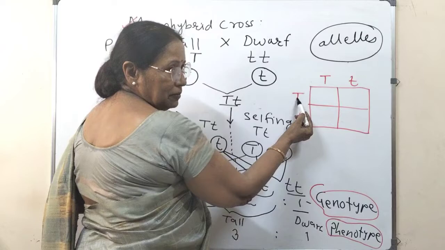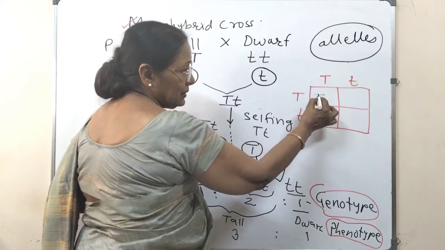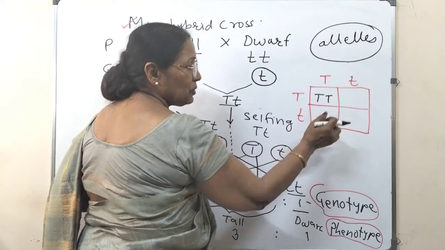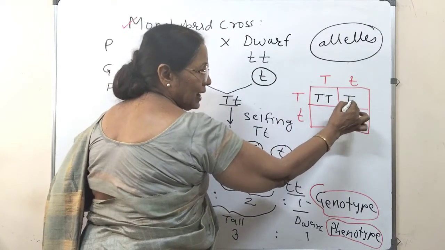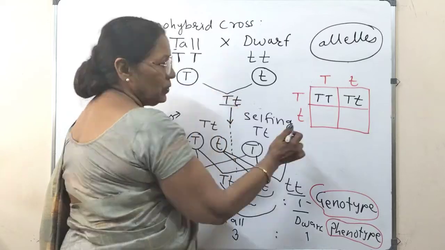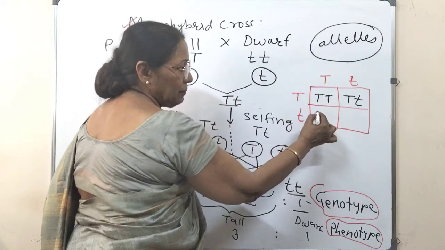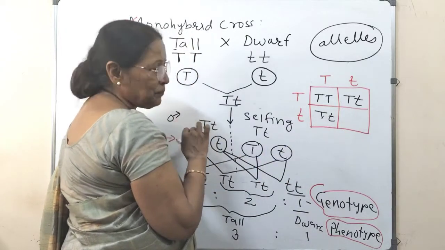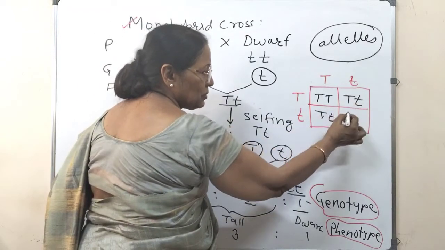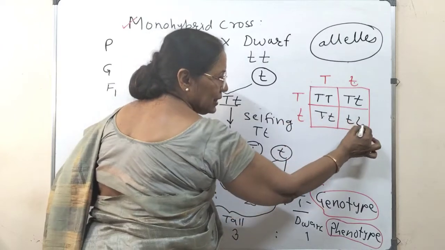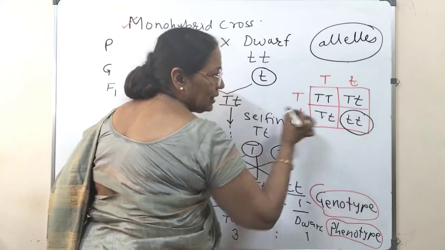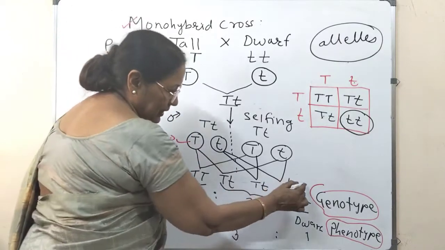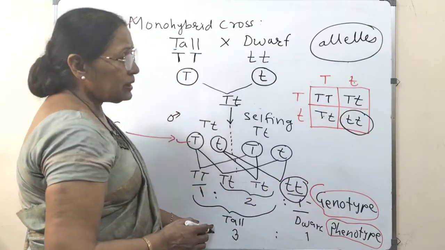This T and this T, बाहर वाले ये दो मिल गए. This is capital T and capital T. अब इस बॉक्स में आइए. This is small t, this is capital T. So we write capital T first and small t. This box, ऊपर कौन है? Capital T. साइड में कौन है? Small t. Capital T, small t. Last, ऊपर कौन है? Small t. साइड में कौन है? Small t. So this is the only one which is the pure dwarf, this one. The same thing you will get.